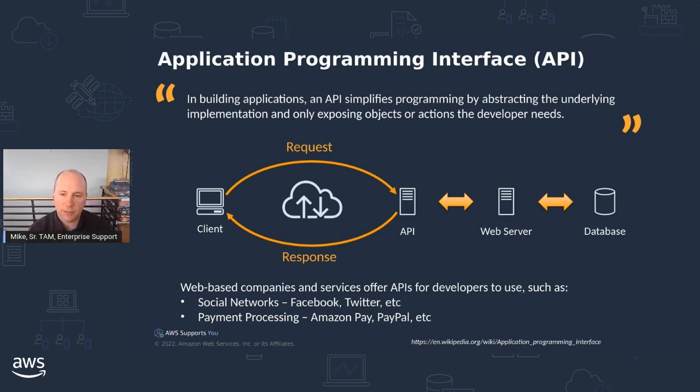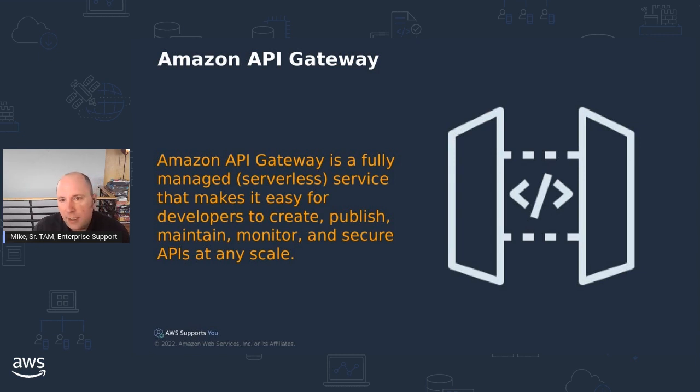An API is a way for developers to interact with data from another source or to another source. For instance, sites like Facebook or Twitter might have an API to be able to interface with the social network in that way. Just basically a catalog of functions to be able to interact with a product or service. And what we have at AWS to support you with this is Amazon API Gateway.